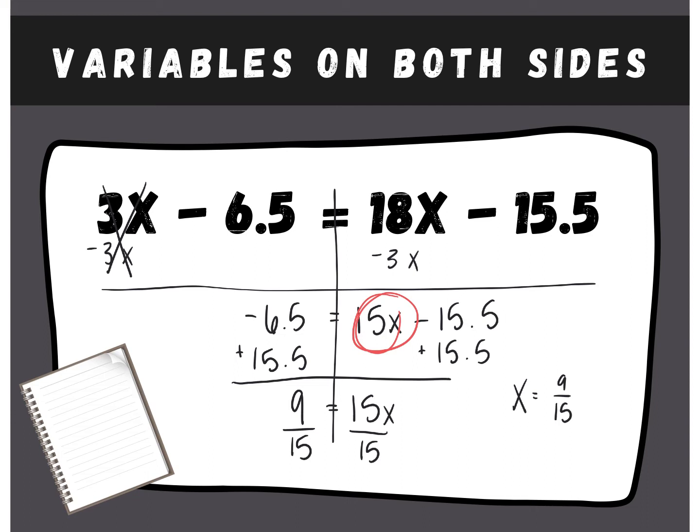Now, we could do long division for 9/15, and that would be an appropriate way to solve. However, I kind of like to leave it as a fraction and simplify. In this case, I can divide both of those numbers by 3, which gives me x equal to 3/5.